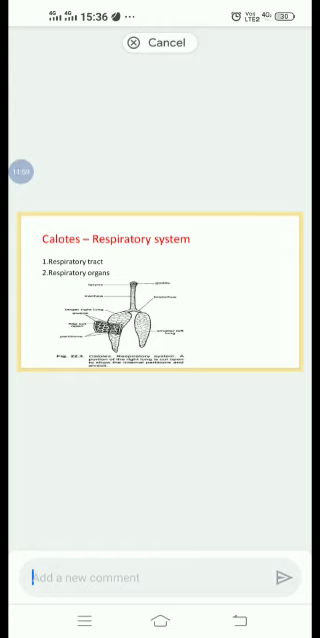Each lung is internally divided into many chambers called alveoli. The exchange of gases takes place in the alveoli. The distal part of the lung is without alveoli and therefore non-respiratory.